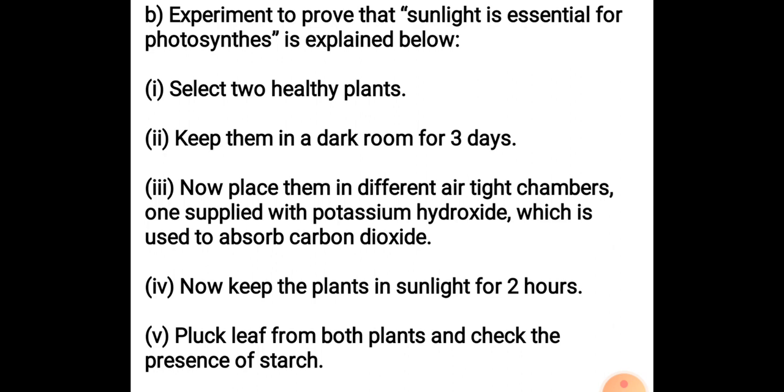There are other ways also, with the help of a leaf. We remove the chlorophyll by boiling it in ethyl alcohol. Then we test with iodine. If the leaf turns blue black in color, it indicates the presence of starch, and if it doesn't, then it indicates that no food has been prepared.